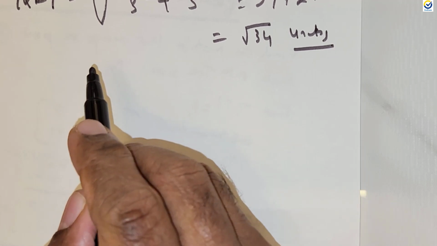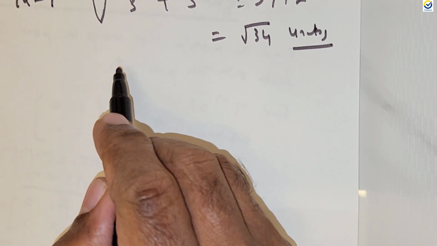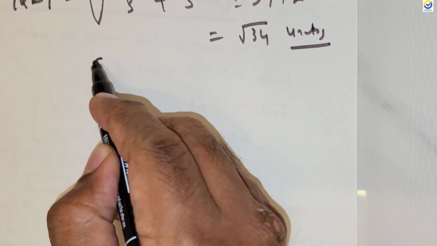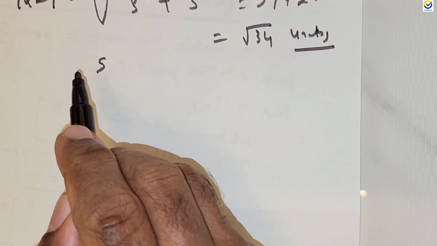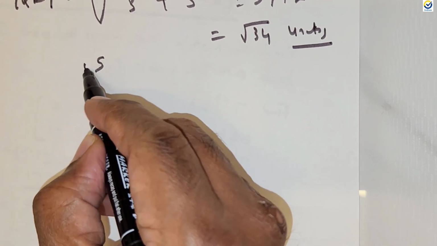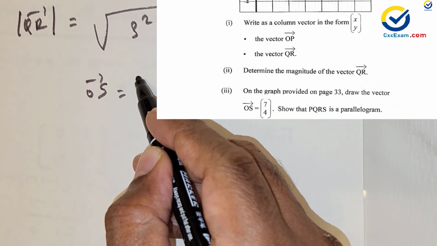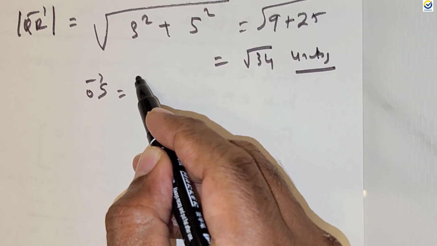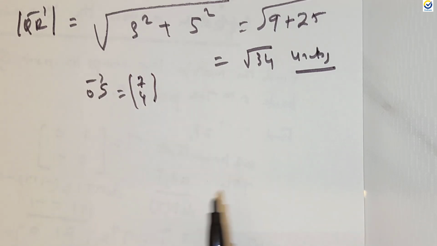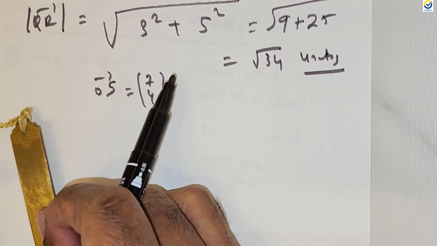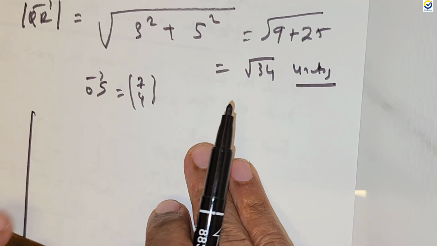Now the last problem. We are actually given the point S. OS is given as (7, 4). We will have to represent this on the diagram. This is the original diagram. Let me show you the original diagram.